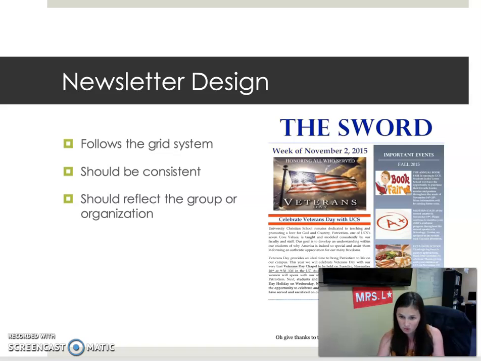So this is a throwback Sword from November 2nd, 2015. We were celebrating Veterans Day. Look at us. We did follow the grid system. I didn't make this one. I was not in charge of this back then. I don't make our cover now, but anyways. So it follows the grid system. This was consistent throughout. They use the same fonts. And they highlighted important events over here. Down here they had the week's character verse as well as the character trait of the month.